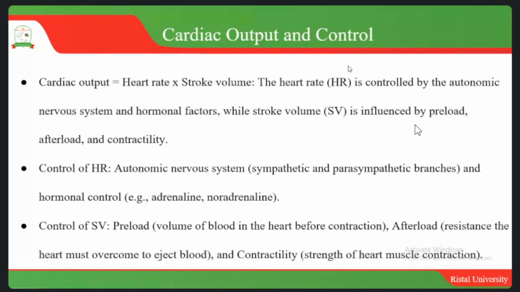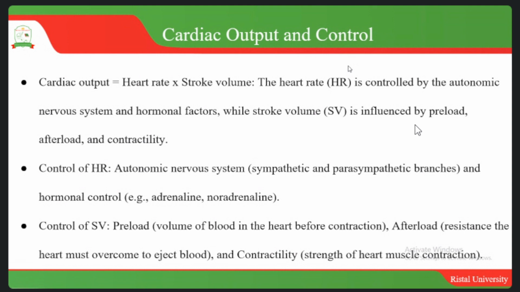And then contractility, what does it mean? So control of the heart rate is automatic, and that's where they say that it is controlled by the autonomic nervous system, which is the sympathetic and the parasympathetic branches, and the hormonal control. The hormones that are basically responsible to control the heart rate are adrenaline and noradrenaline. So those hormones are produced by the nervous system, basically the autonomic nervous system in relation to the sympathetic and parasympathetic branches of the nervous system.